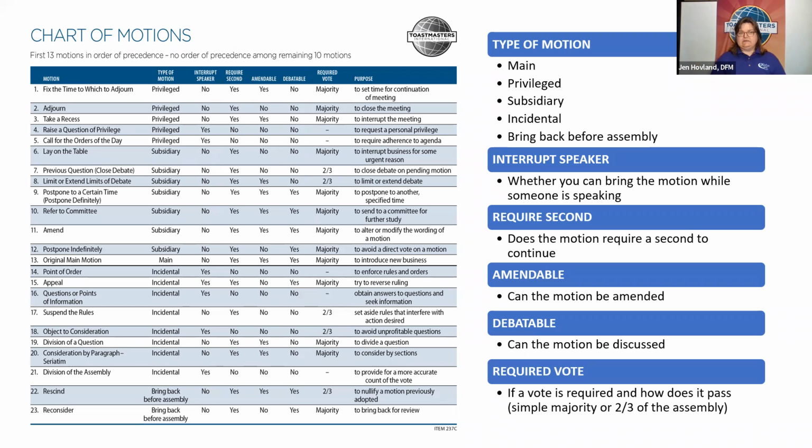Refer to committee. This is a common one that you may see. We made a motion, but something needs further discussion. We need someone else to look at it, or even a proposal's made. Hey, why don't we try this? All right, let's make a committee to look at that outside of what we're at now, because we're not going to get that information completed right now.